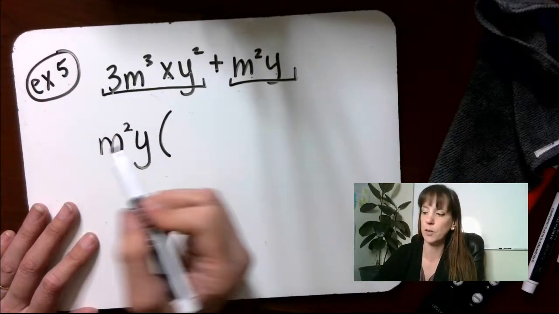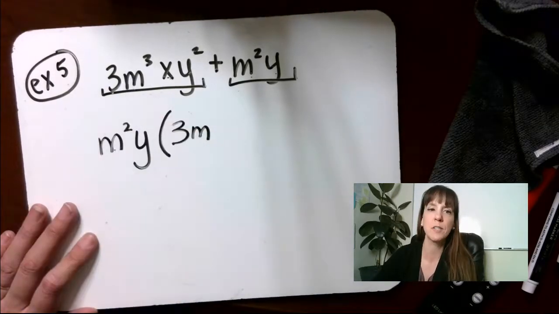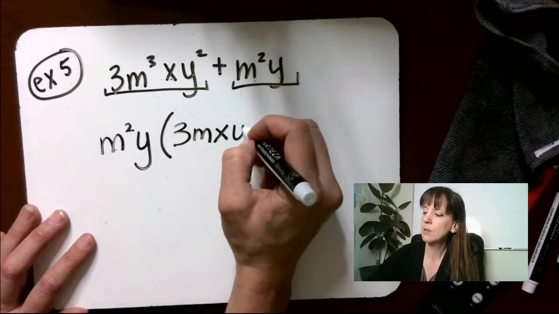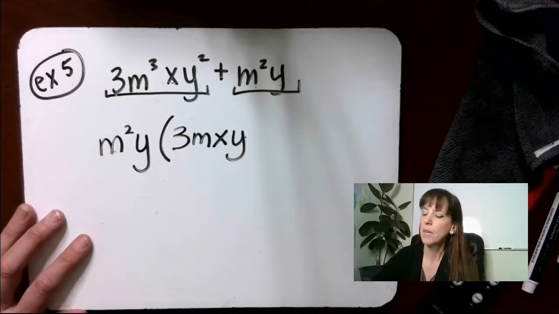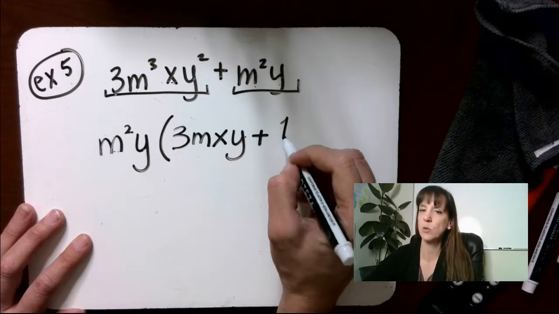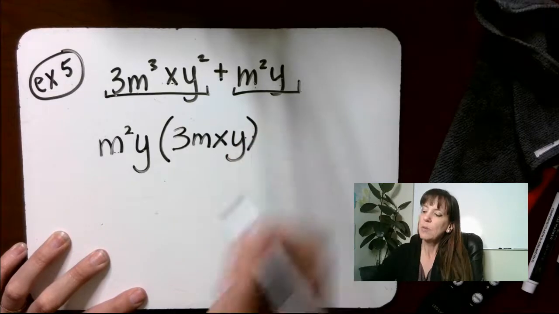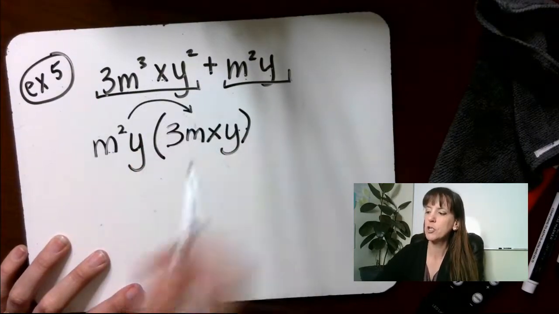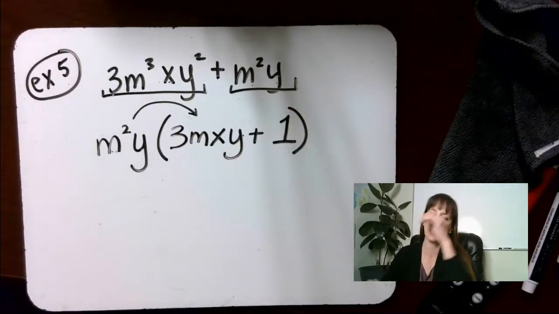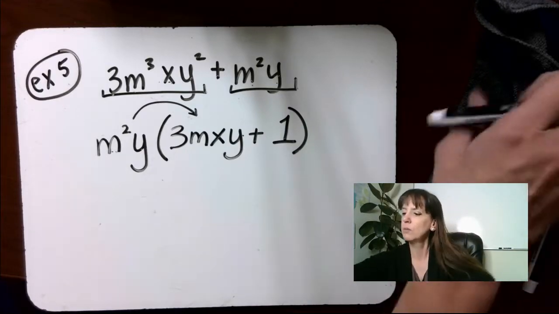Well, let's deal with the numbers first. I need to multiply it by 3. Then m squared times m will give me m to the third. There's no x, so I have to make sure there's an x here. Y times y will give me y squared. Plus, now m squared y, I have to put a placeholder here for 1. If I didn't, if it just looked like this, then when I go to do distribution, I would only have 1 chunk, right? So I've got to be able to distribute it to another one. So that is a big trick that I see lots of kids get confused on, and that's where they lose track of it. So that is example 5.